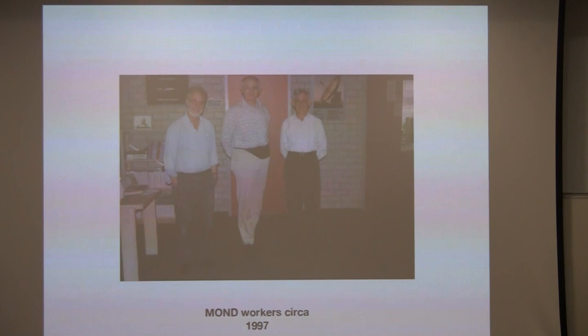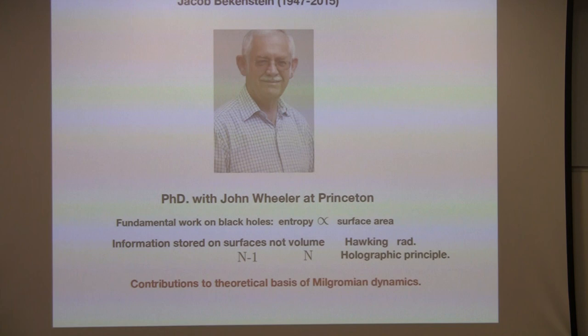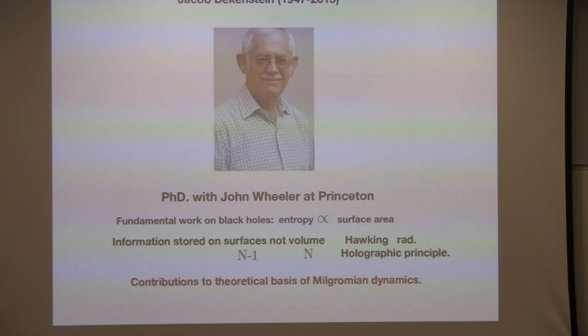Now, I'm going to talk mostly about Jacob. Jacob did his PhD in Princeton with John Wheeler, and in his thesis work, he did fundamental work on black holes. He proposed that black holes possess a thermodynamic property of entropy, which is proportional to the surface area. And this had major consequences. It led to the proposal by Hawking that black holes radiate, and they slowly evaporate as they radiate. And it was also very important in promoting the holographic principle in physics. That is to say that information is stored in n minus one dimensions rather than in the volume of n dimensions. Very important to theoretical physics, string theory.